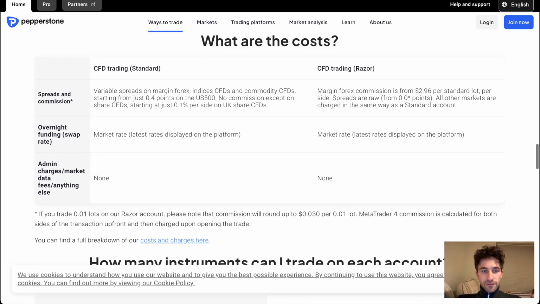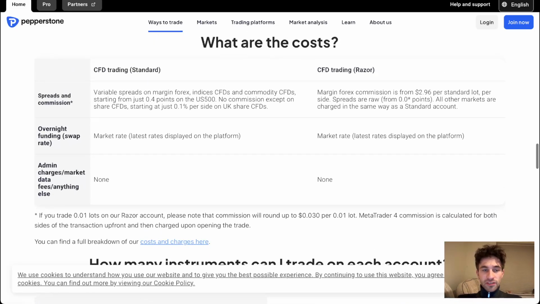Because, for example, if we look at CFD trading standard right here, no commission except share CFDs, starting at just 0.1% per side on UK share CFDs. So if you're in Germany, I can't guarantee that the number is going to be the exact same, but I can say with pretty high confidence that the Pepperstone fees are going to be lower than the Exness fees. So that is the first thing to bring in there.